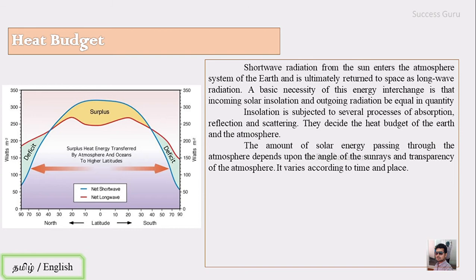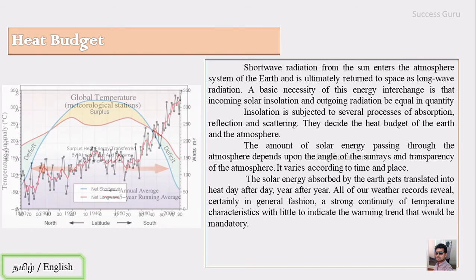Not only that, the atmosphere. If the atmosphere is without cloud, that is clean, the incoming solar radiation will be quite high. If the atmosphere is covered by dust or fog or cloud, then the incoming solar radiation will be comparatively less. So these are the two main things that control the incoming solar radiation, but that also varies according to time as well as the place.